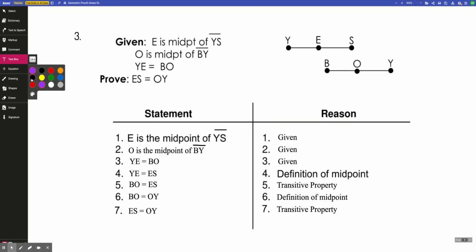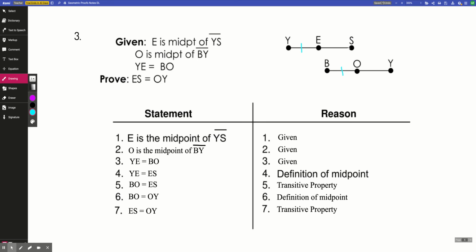So what we have here is these 2 segments, BOY. And we're trying to show at the end that ES is congruent to OY, right? And we have a little bit of information. We know that YE, right here, oops, let me switch the color on that one so it's a little easier to see. Okay, so we know that YE is equal to BO. So I'm going to go ahead and mark that with a little congruence symbol.